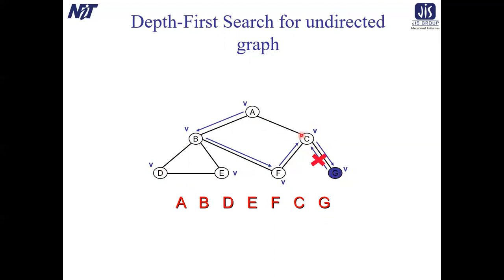Then we have to go to the C from where it is called. Then we come to the F. Then we go to the B. Then we go to the A. So now we can say that we visit all the vertices.